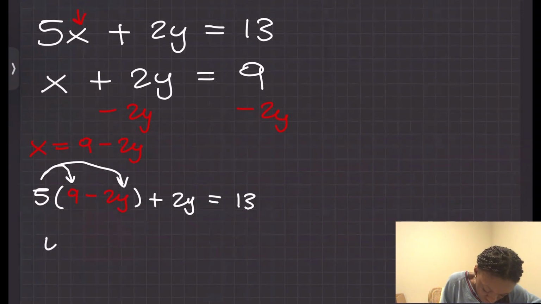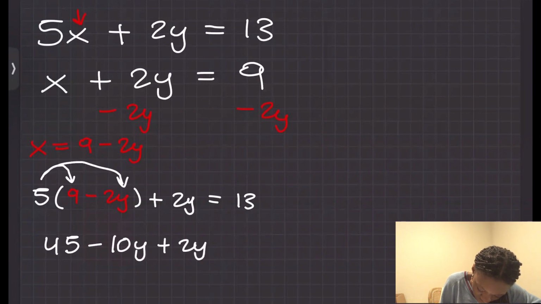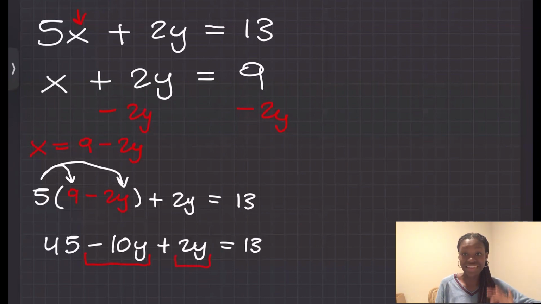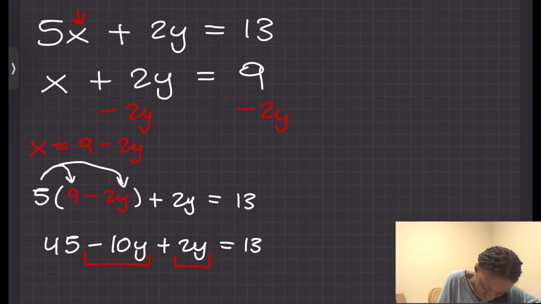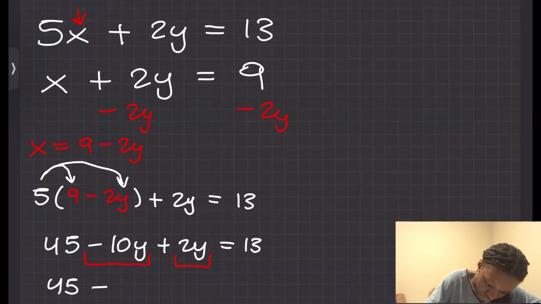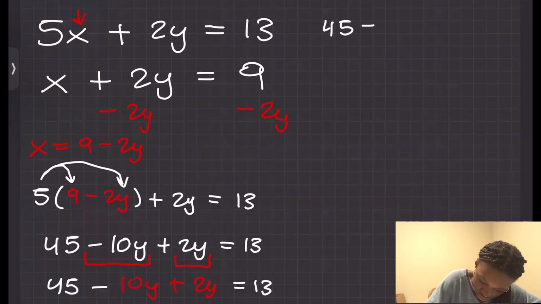5 times 9 is 45 minus 5 times 2y, which is 10y, plus 2y equals 13. And I found some like terms here. Negative 10y and 2y are both like terms, and they're already next to each other, so I don't have to rewrite them. But basically, you have 45 minus 10y plus 2y equals 13. 45 minus 12y is equal to 13.